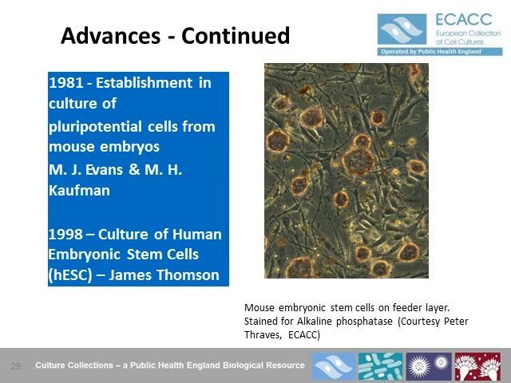In 1981, Evans and Kaufman reported the establishment of mouse embryonic stem cells. This was a major achievement, and the cells were able to differentiate in vitro, after inoculation into a mouse as a tumour. It took, however, another 17 years for James Thomson in Wisconsin to repeat this achievement with human embryonic stem cells.